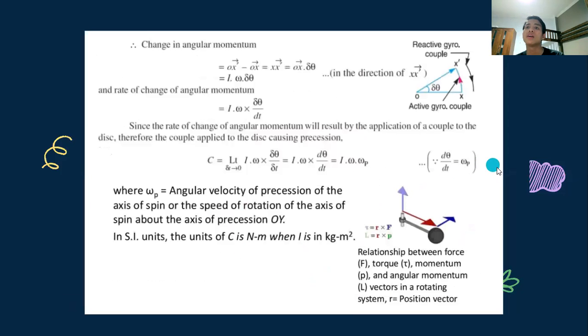Okay, so at last we can find the couple applied to the casing of the precession, as in the equation there on the slide. We can also see at the right bottom a simple schematic that shows the relationship between force, torque, momentum, and angular momentum vectors in a rotating system.